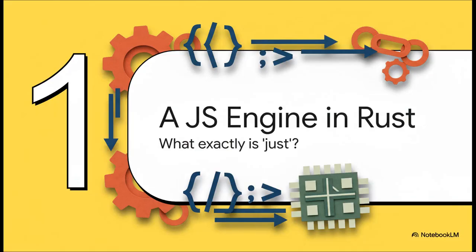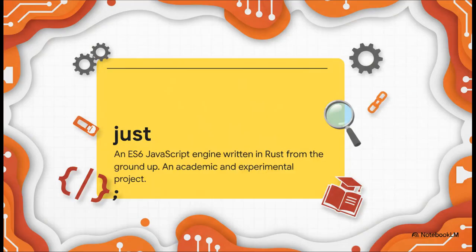Okay, so first things first, let's get a really clear picture of what this project is all about. At its core, Just is an amazing educational tool. It's a full-blown JavaScript engine, aiming for the ES6 standard, but here's the cool part. It's built from scratch in Rust. The point isn't to go up against the engine in your browser, but to really dig in and explore how an engine like that can even be built in the first place.